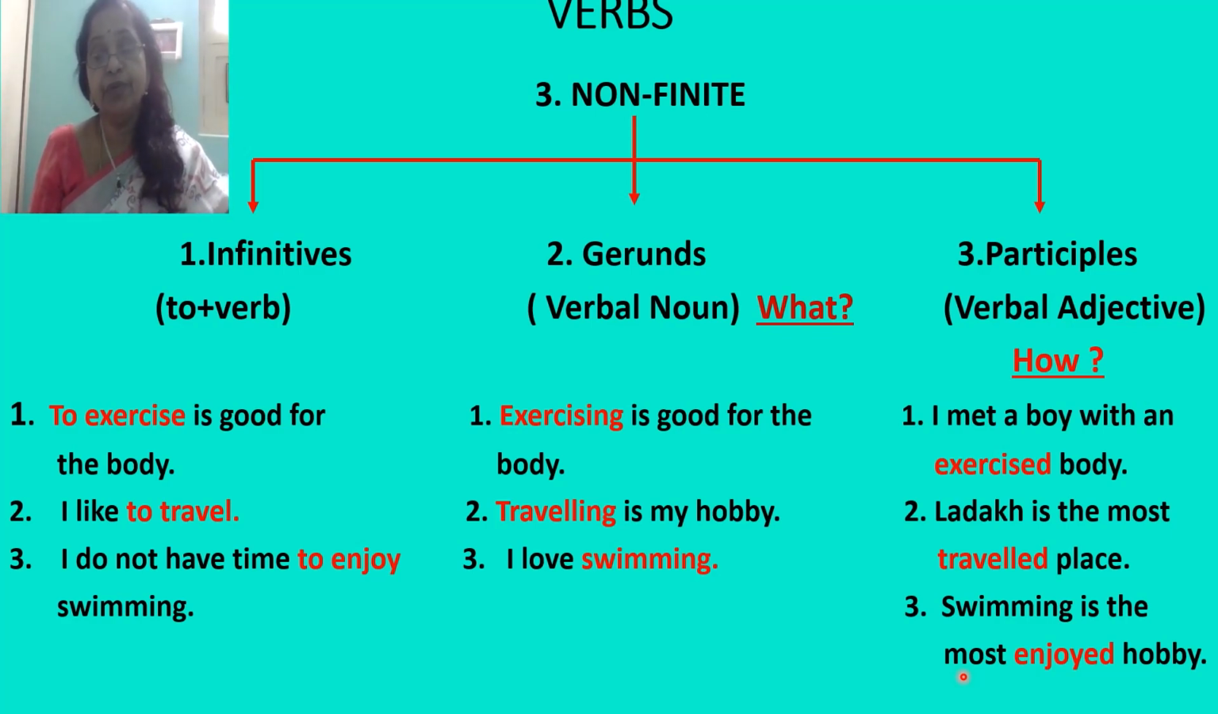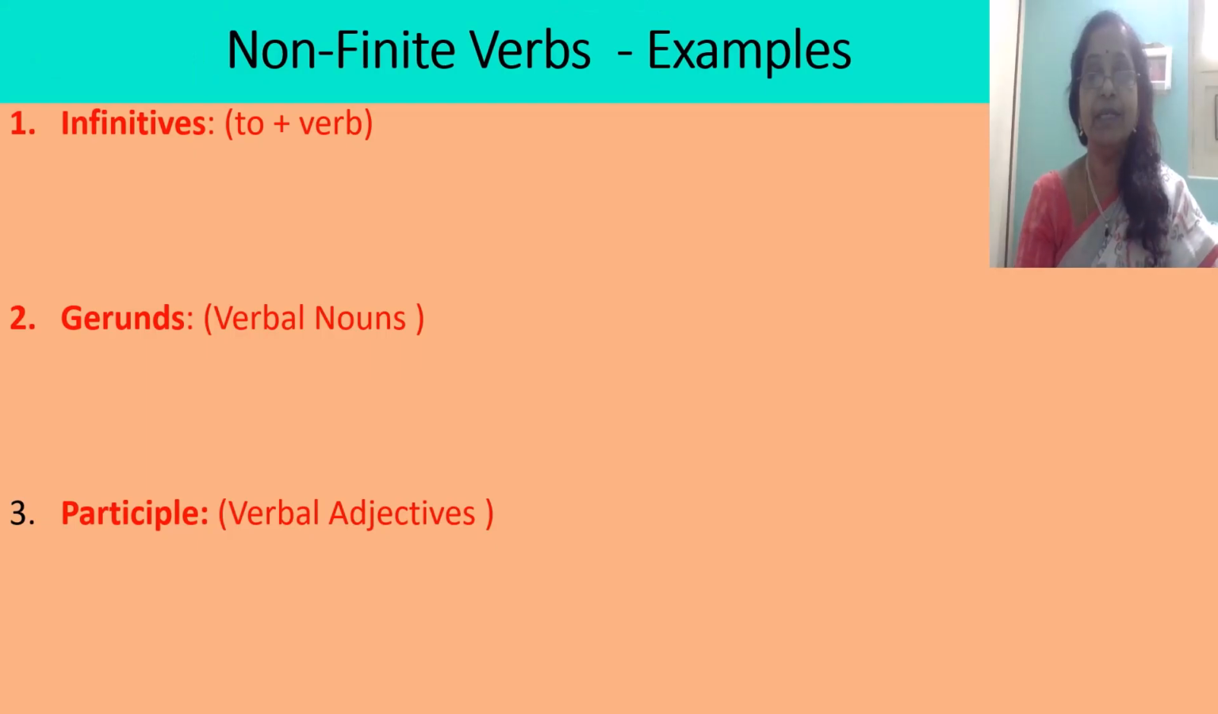So grammatically, this is how the verbs are doing the job of others. Like here it is doing the job of a noun. Here it is doing the job of an adjective. So these are the three types of non-finites: infinitives, gerunds, and participles. Infinitives are to plus verbs, gerunds are verbal nouns, participles are verbal adjectives. So let us have some examples here. So non-finite verbs and the examples. First we will go to the infinitive examples.